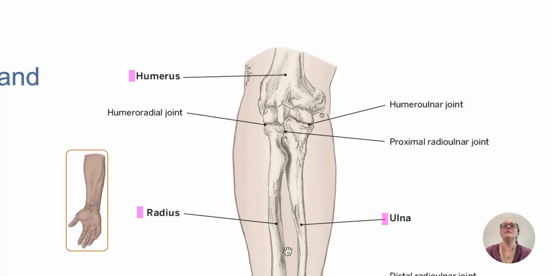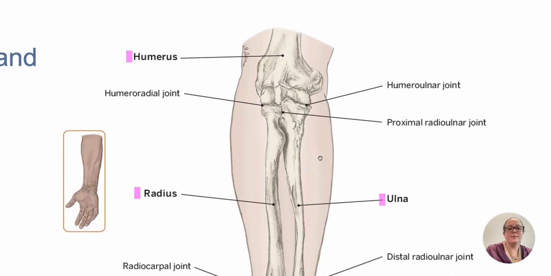So the epicondyle is on the top bone. I'm sorry, it's right here. Let's see, where am I going?